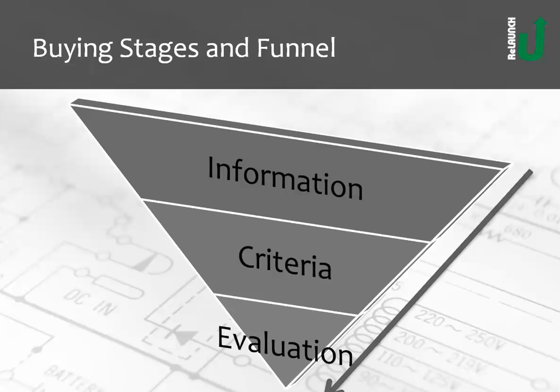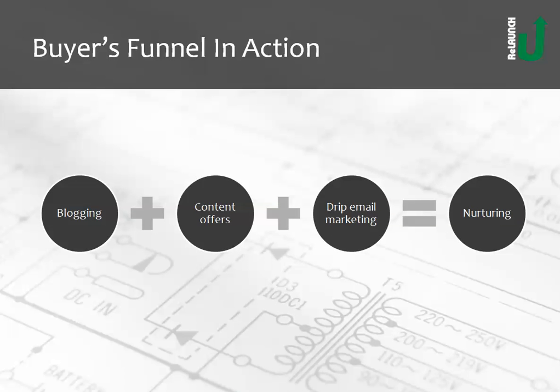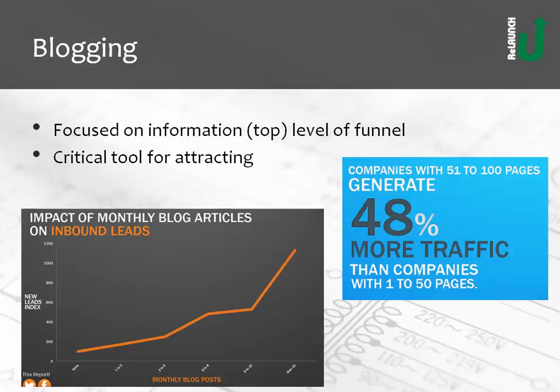If we can work people through these 3 stages with our own information on our website, it's going to be very powerful in terms of influencing them at that evaluation stage. This could take 30 days, 60, 90 days, or longer, depending on the typical buying cycle of clients in your business. So how does that funnel work in action? Well, there's blogging, there's content offers, and then there's drip email marketing. All of that together in the right formula is how you nurture the relationship.